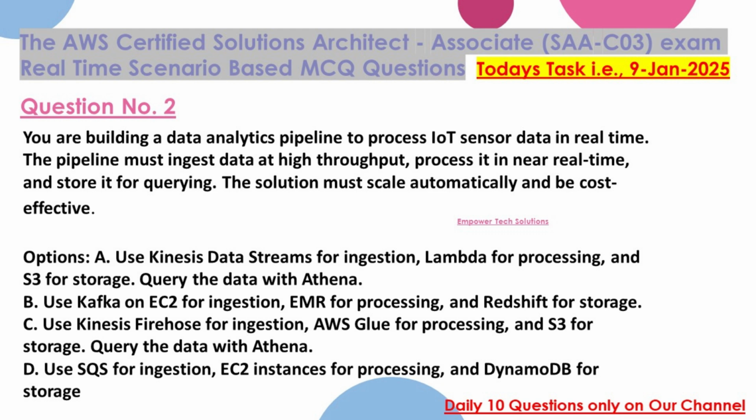Options: A. Use Kinesis Data Streams for ingestion, Lambda for processing, and S3 for storage. Query the data with Athena. B. Use Kafka on EC2 for ingestion, EMR for processing, and Redshift for storage. C. Use Kinesis Firehose for ingestion, AWS Glue for processing, and S3 for storage. Query the data with Athena. D. Use SQS for ingestion, EC2 instances for processing, and DynamoDB for storage.